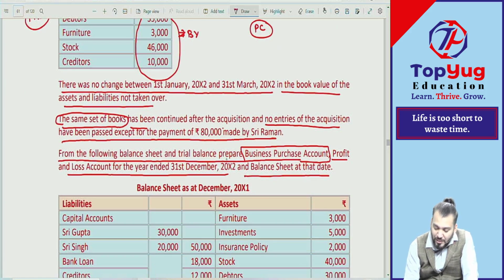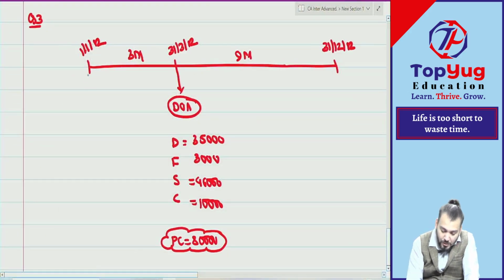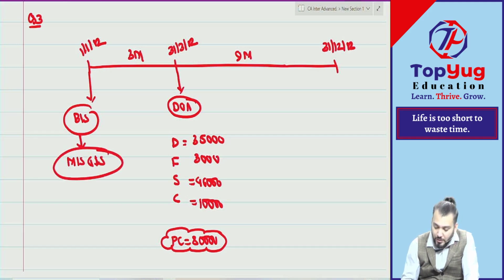From the balance sheet and trial balance given below, prepare the business purchase profit and loss account and balance sheet after acquisition. So who has acquired from whom? Raman has acquired. So they have asked you to prepare the profit and loss account and balance sheet of Mr. Raman. Now, the balance sheet as on 31st December 2001 has been given. Can you see this is the balance sheet of Messrs. Gupta and Singh? Correct.